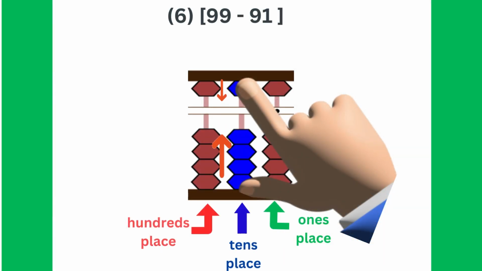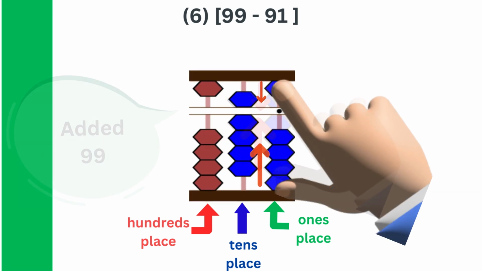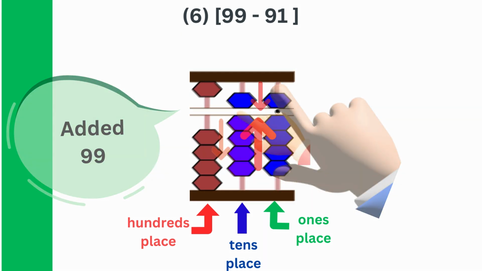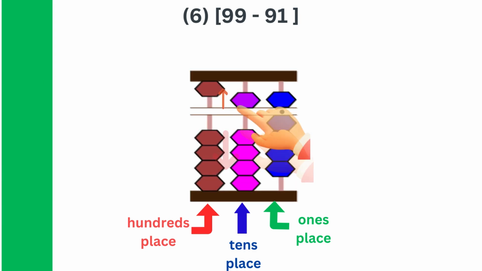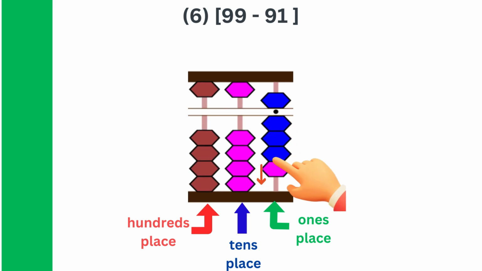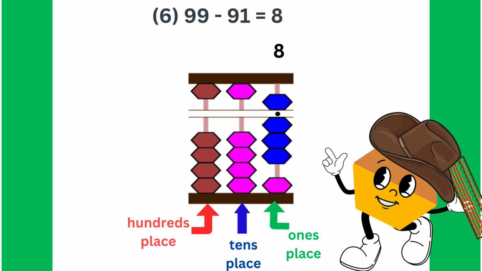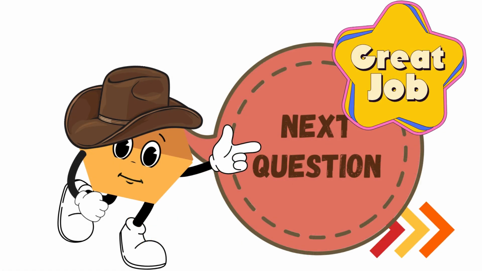First, add 90 in the tens column, then add 9 in the ones column. Next, subtract 90 in the tens column, then subtract 1 in the ones column. Therefore, 99 minus 91 is equal to 8. Good job! Now, let's try the last question.